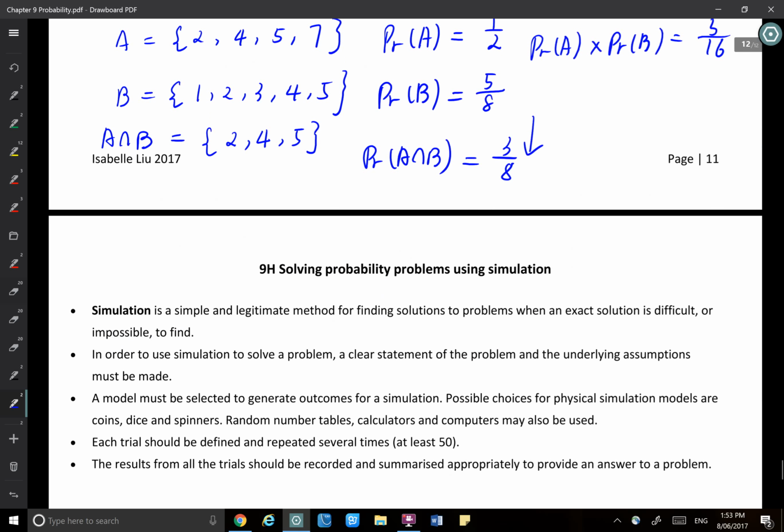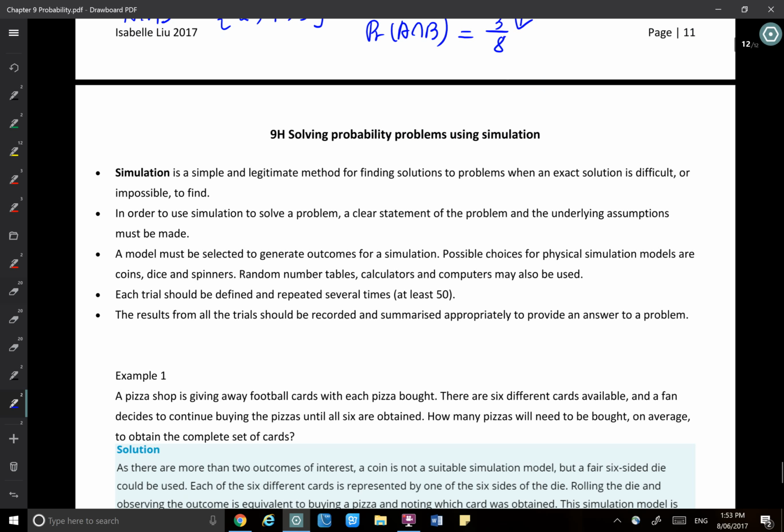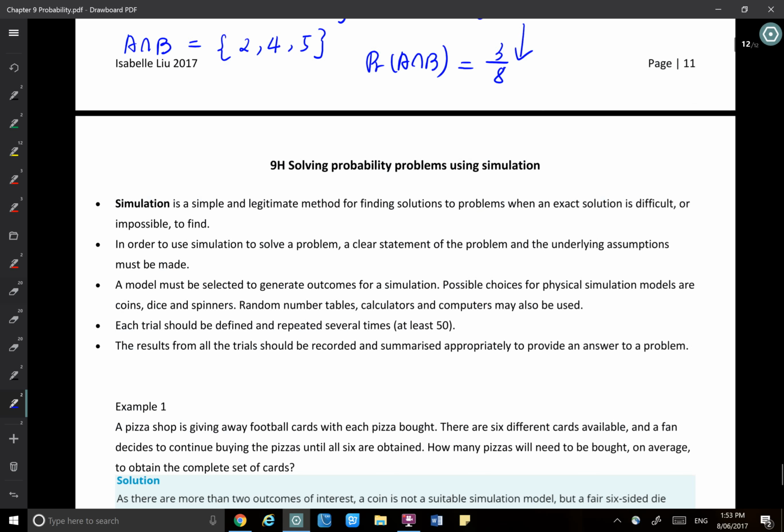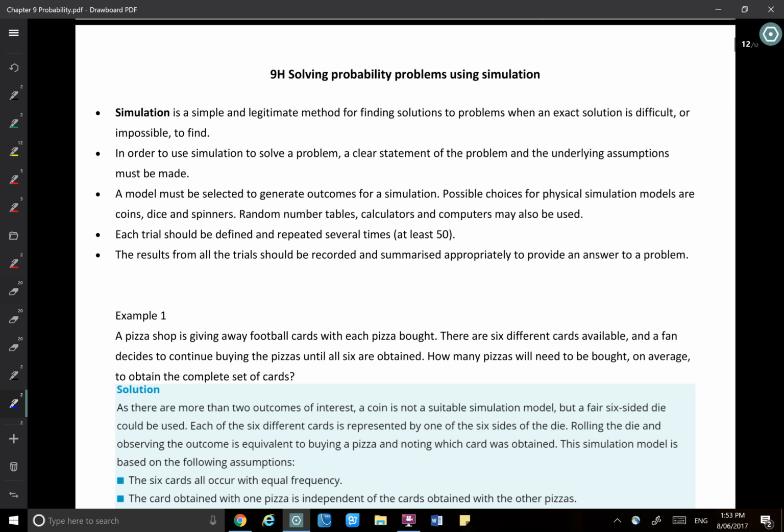Okay, so have a look at 9H. Well, you don't really need to do anything for 9H. You just need to listen to me tell some stories. This is actually the fun part of probability, or let's say this is the part that doesn't matter what job you do. If it's related to probability, you will need simulations.